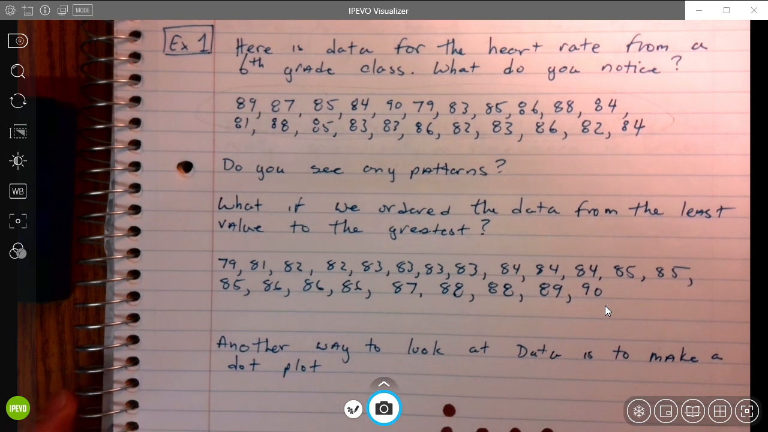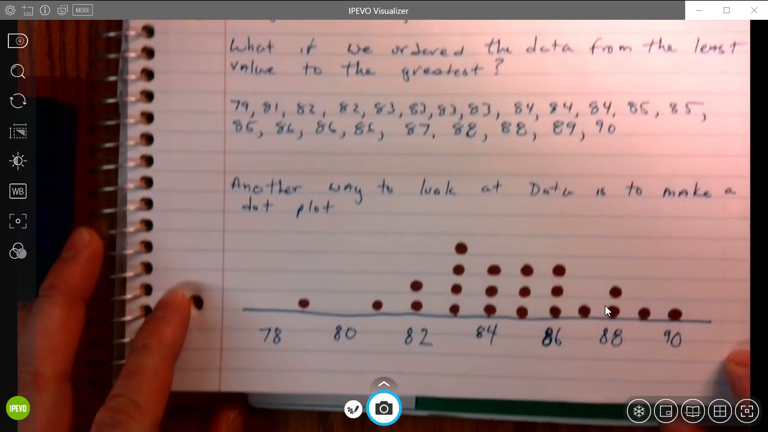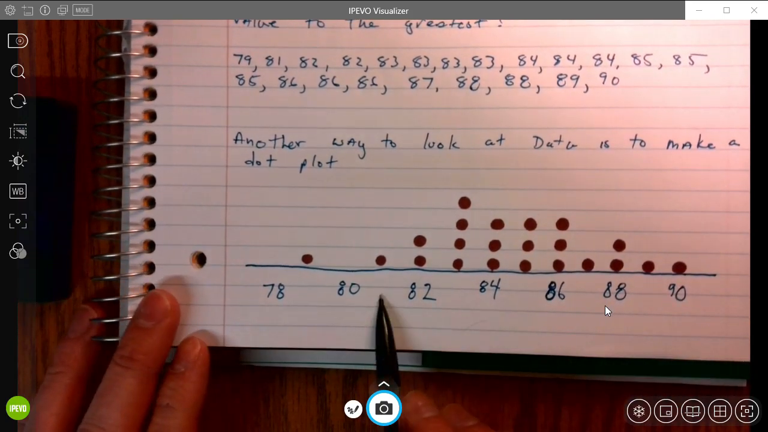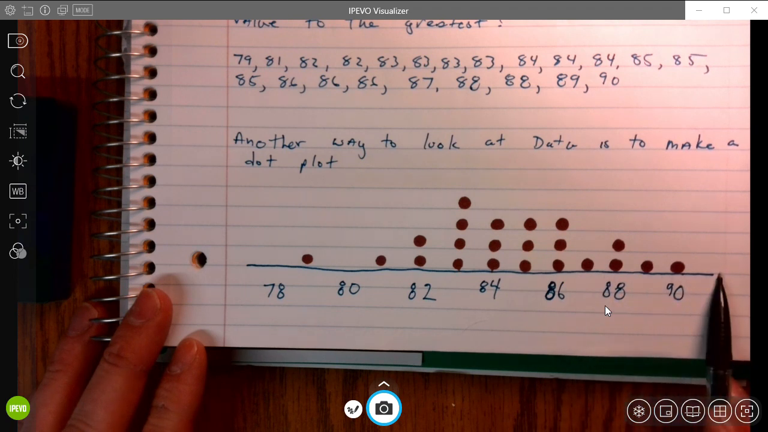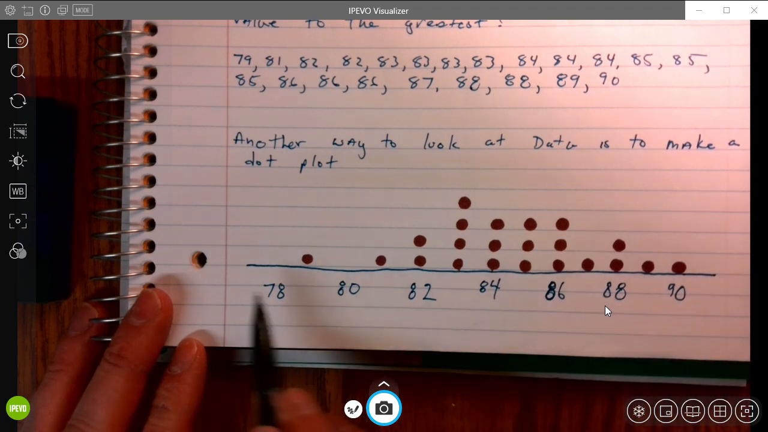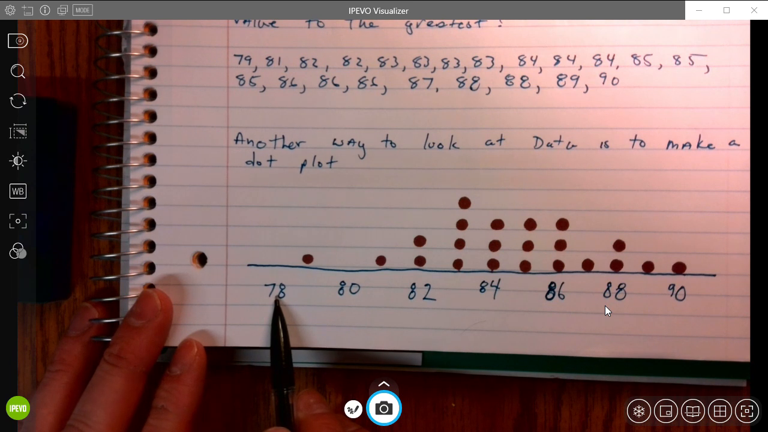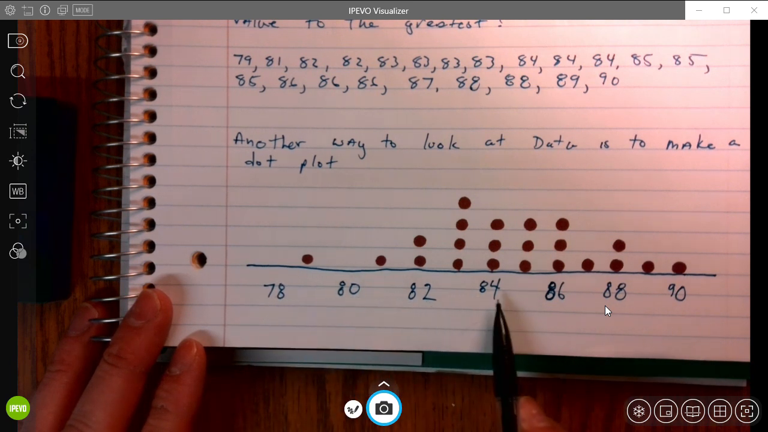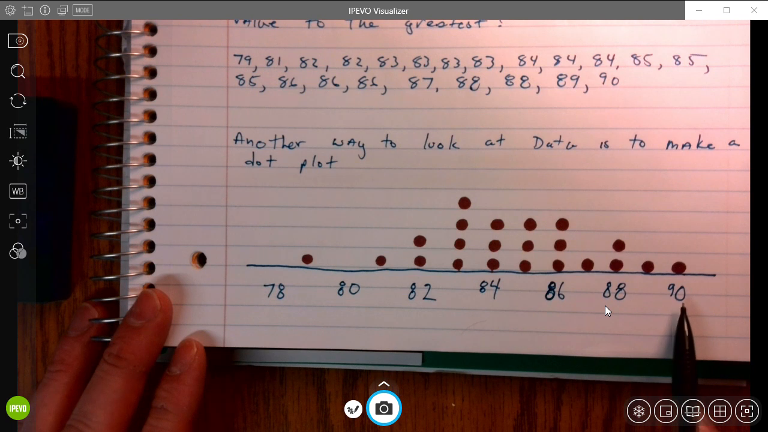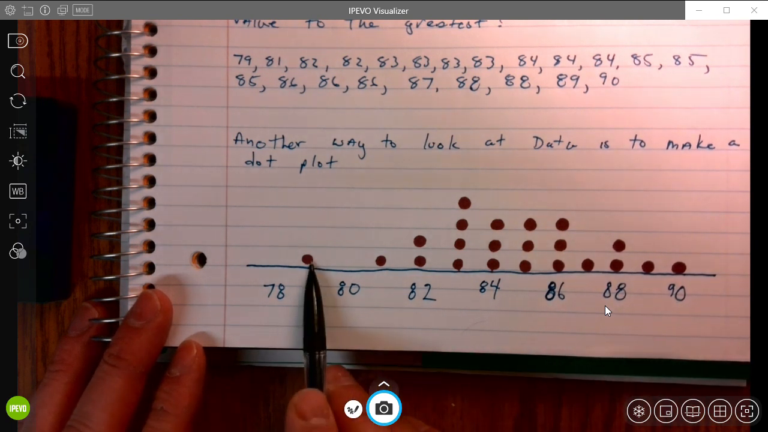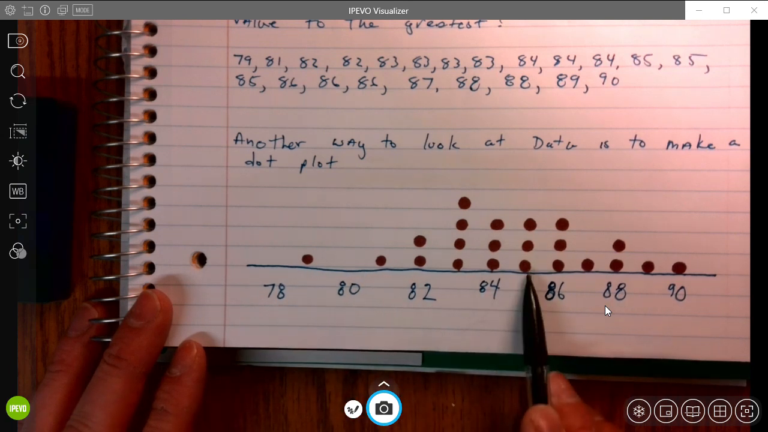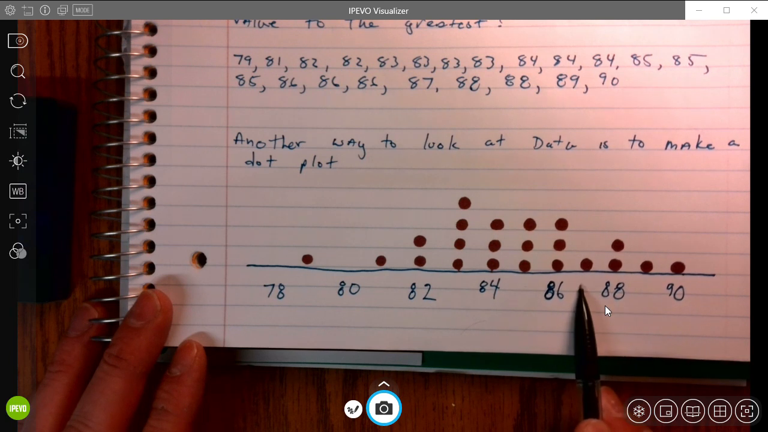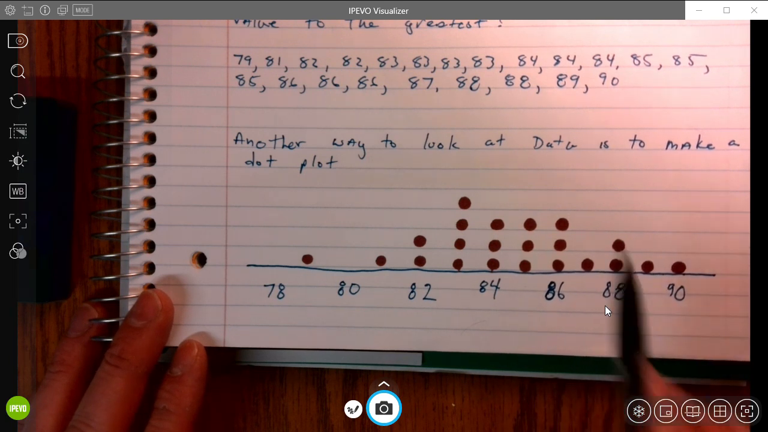Okay, so because this is still not totally clear, another way we can look at data is to make it into a dot plot. And this is a dot plot. Here's my number line right here, and the number line counts by twos: 78, 80, 82, 84, 86, 88, 90. So we can infer that if the dot falls in between these two numbers, that's an odd number, like 79, 81, 83, 85, 87, 89.